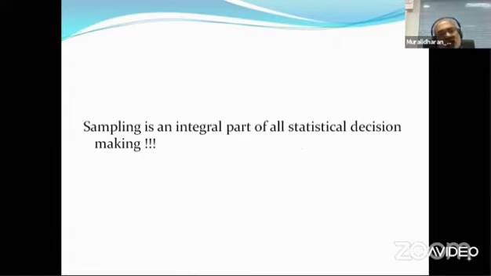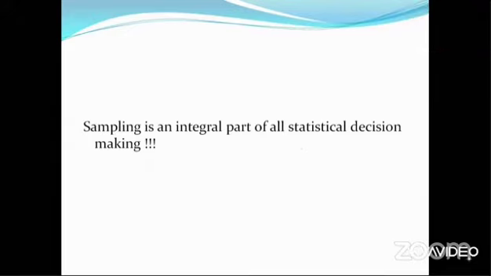So the first thing you should make clear is that sampling is an integral part of all statistical decision making. What type of sampling we do, what kind of sampling we do, when we should do sampling, all those issues are another part of classroom teaching. I'm not going to discuss that.